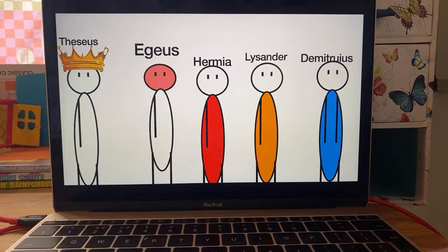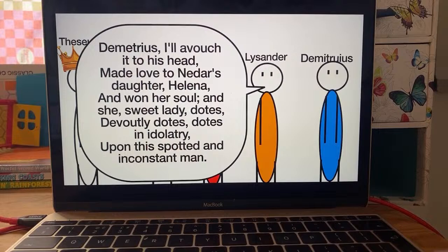And then he has a right dig at Demetrius. He really drops Demetrius in it. Demetrius, I'll avouch it to his head, made love to Nedar's daughter Helena. This is our first mention of Helena. So she's Nedar's daughter. We don't really have to worry about that. What he's saying is, made love these days sort of means making babies with somebody, but in Shakespeare's time it just meant if you made love to someone, maybe you wrote them love letters, or you kind of hung out with them a lot and made it clear that you were in love with them.